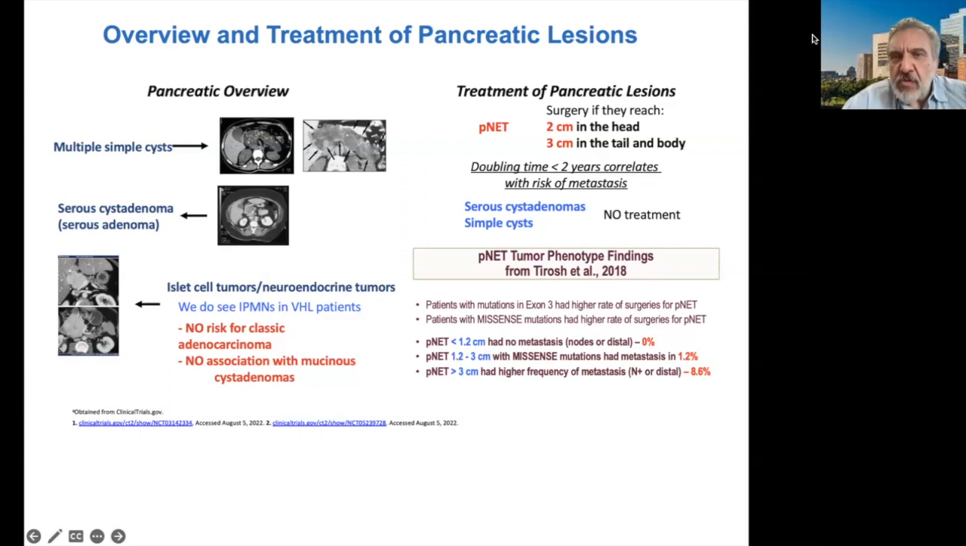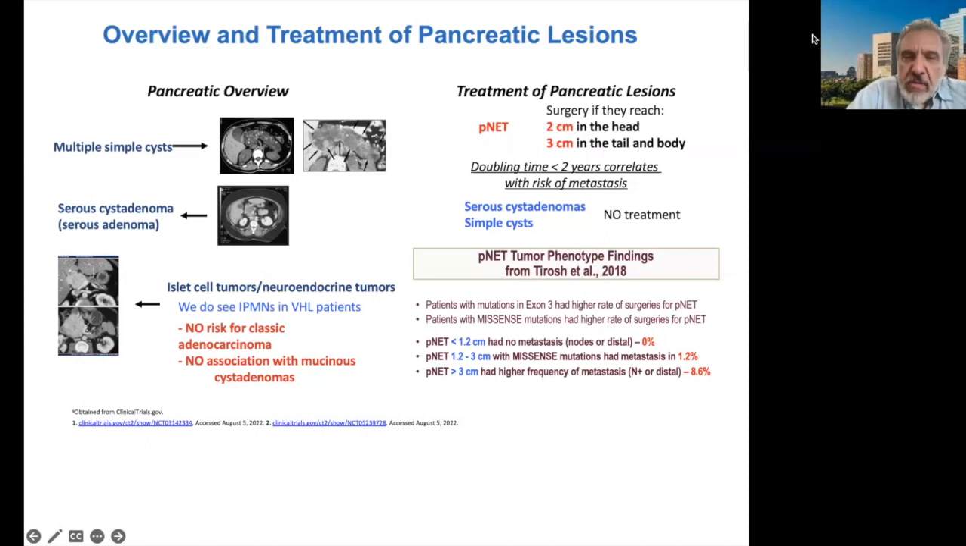Also, Dr. Tirosh published this nice paper back when he was at the NIH. He's now in Israel. It says that when you have mutations in exon 3, remember VHL has 3 exons, 3 pieces of the gene, the third piece of the gene, you have a higher possibility to metastasize, and therefore you probably have to operate.